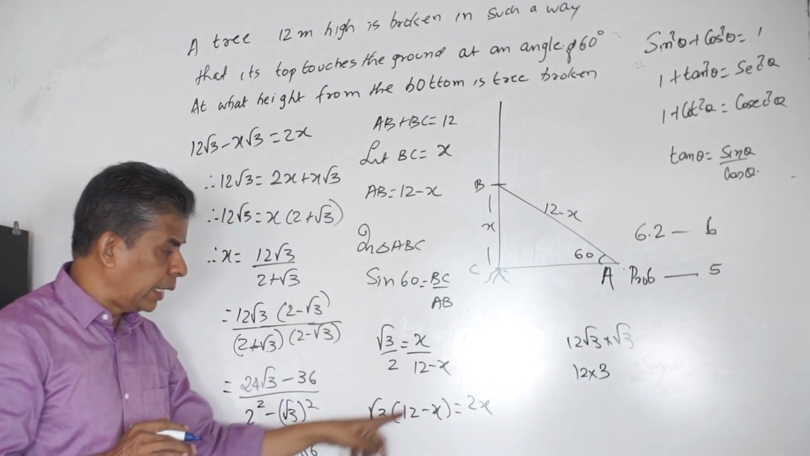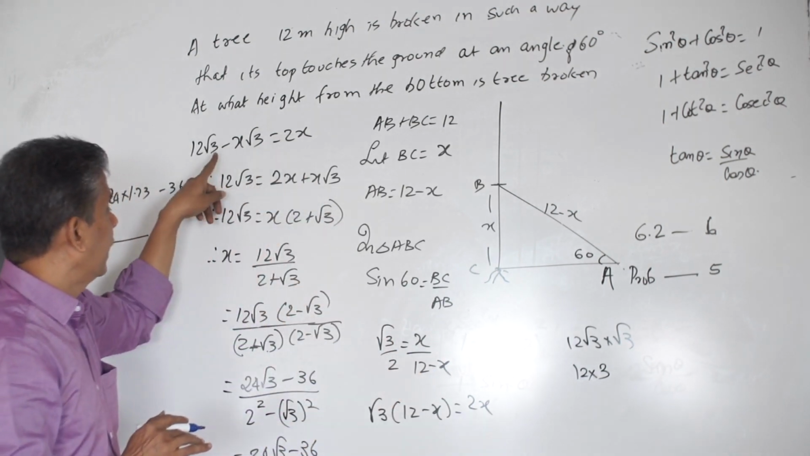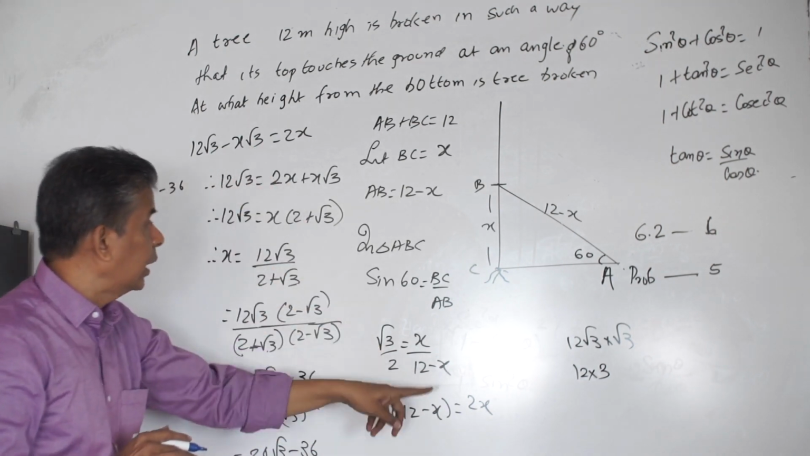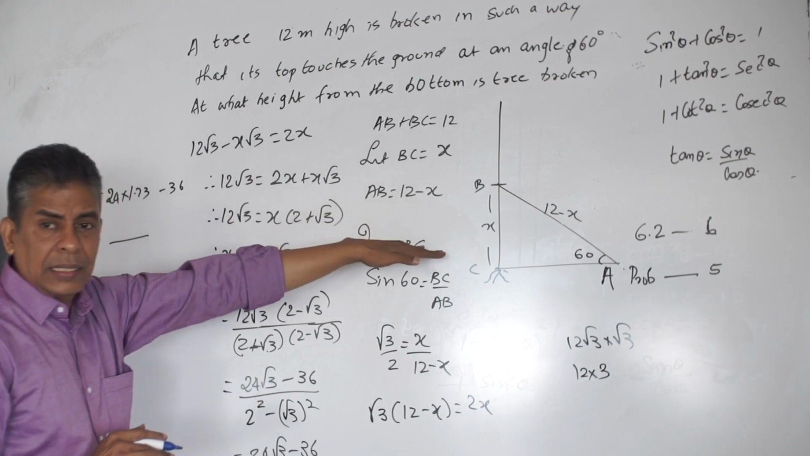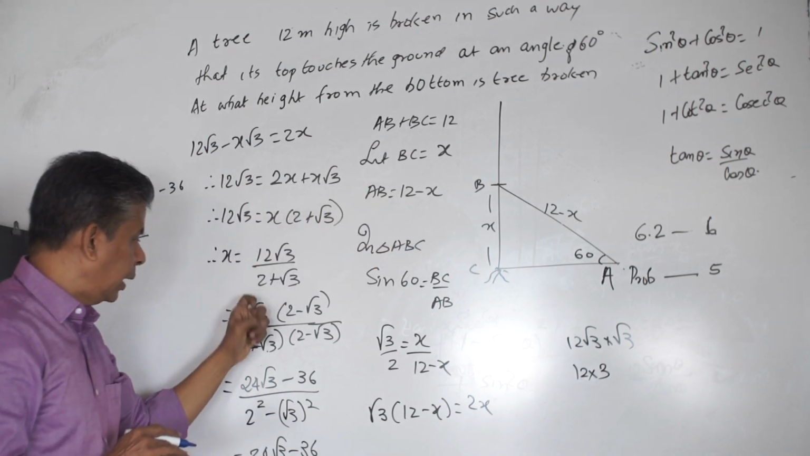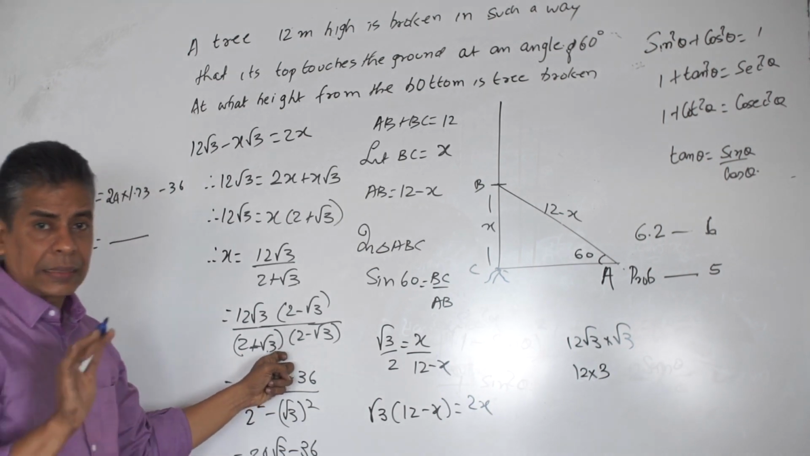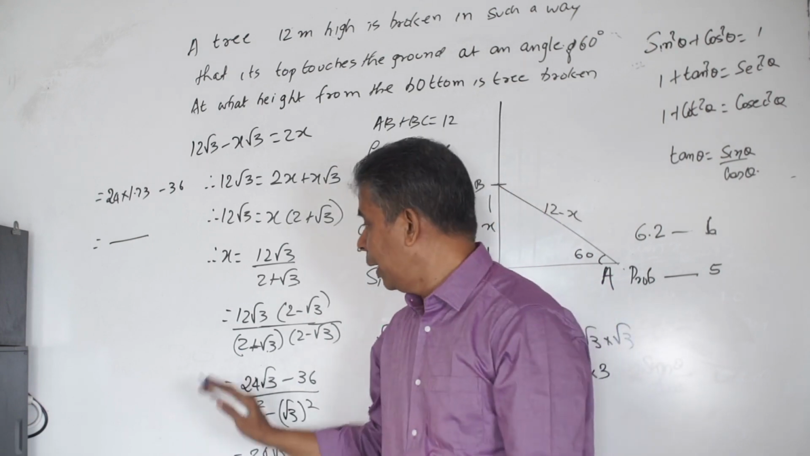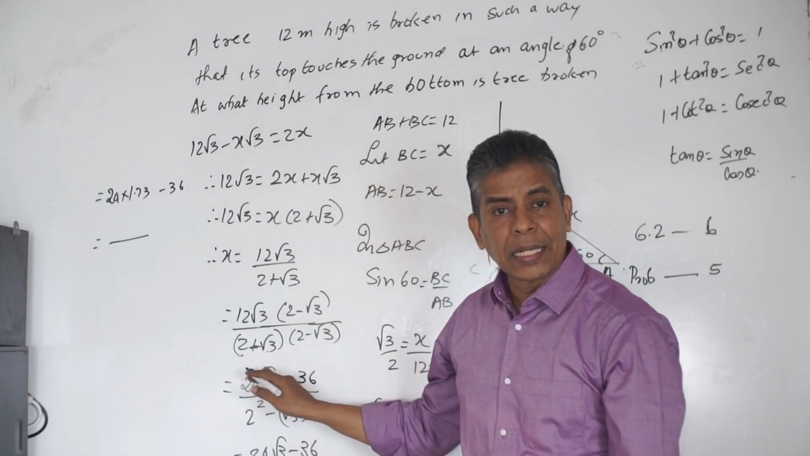Now cross multiplying. Once you cross multiply here, 12 into root 3, 12 root 3 minus x root 3 is 2x. This x root 3 goes to the other side and we take x common: 2 plus root 3. This will come here. What has happened here? Rationalization. How was the rationalization done? We multiplied by the conjugate. How is the conjugate obtained? If plus, then minus; if minus, then plus.